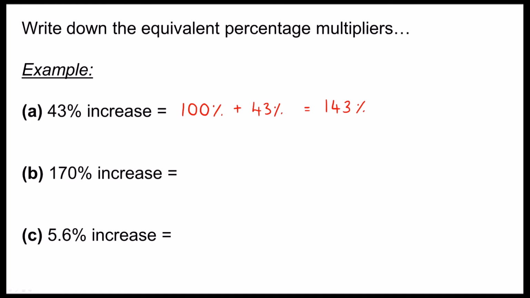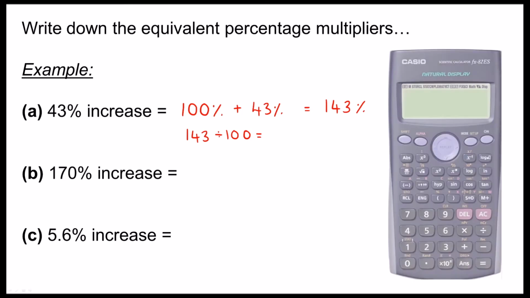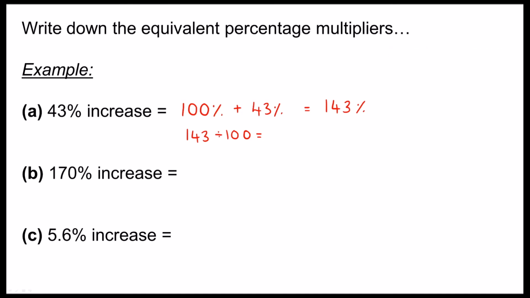I now want to convert this to a percentage multiplier. Therefore, I'd take 143 and divide it by 100. If I need to, I can obviously use my calculator to help me work this out. So, 143 divided by 100 converted to a decimal gives me 1.43. Therefore, my percentage multiplier for a 43% increase is 1.43.